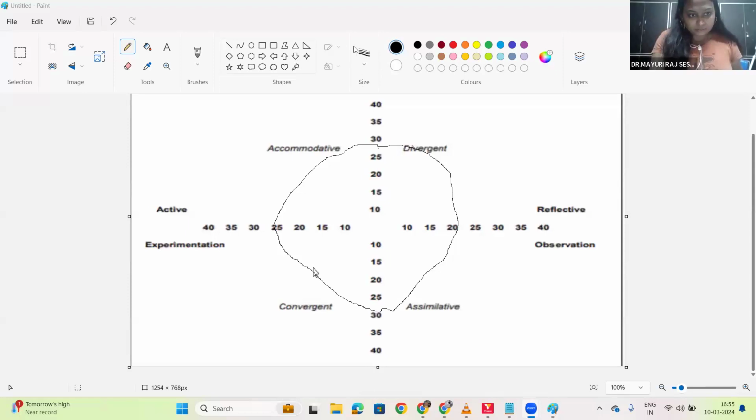Sir, in this one, concrete experience is like 28 or something, and AE, active experimentation, is 25. So are we saying this is taking the maximum space? Wherever you have got the highest score, for whichever column you have got the highest score, that is your learning style.